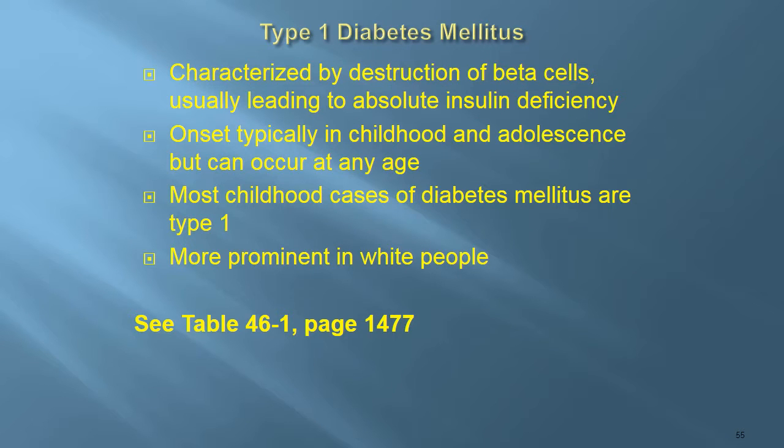Type 1 diabetes mellitus is characterized by destruction of beta cells, usually leading to an absolute insulin deficiency. The onset is typically in childhood and adolescence, but it can occur at any age. Most childhood cases of diabetes mellitus are type 1. This is more prominent in white people. Refer to Table 46-1 on page 1477.